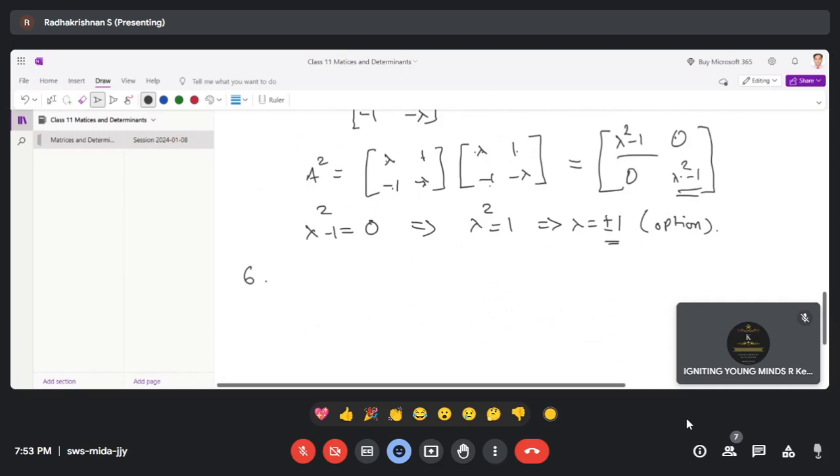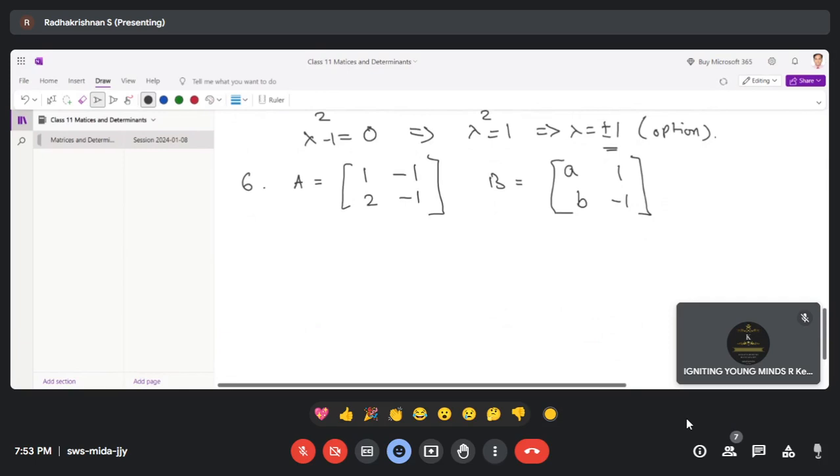So it's an exercise in adding, multiplying, simple matrix. This is a 2 by 2. This is a fairly simple matrix. So let's just do this. So A equal to 1 minus 1, 2 minus 1, and B equal to a 1, b minus 1. Now let's find out what is A plus B whole square. So the given condition is A plus B whole square equal to A square plus B square.